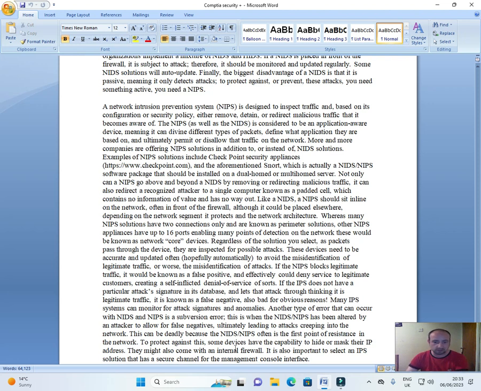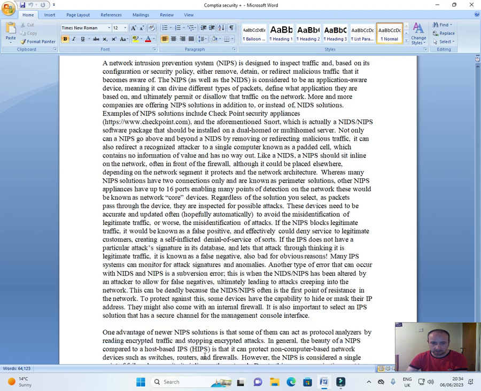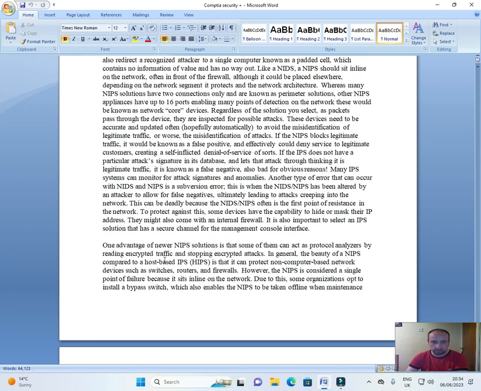To protect against this, some devices have the capability to hide or mask their IP address. They might also come with an internal firewall. It is also important to select an IPS solution that has a secure channel for the management console interface. One advantage of newer NIPS solutions is that some of them can act as protocol analyzers by reading encrypted traffic and stopping encrypted attacks. In general, the beauty of NIPS compared to host-based IPS, or HIPS, is that it can protect non-computer based network devices such as switches, routers and firewalls.